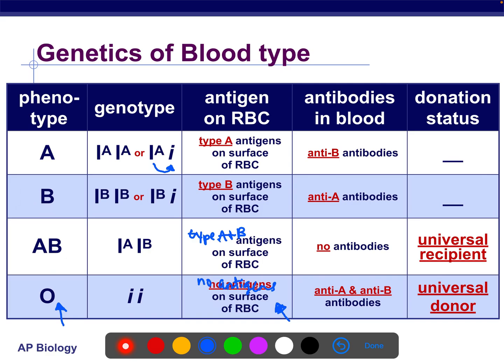And so AB blood is the universal recipient because it can get blood from type O, A, and B. It has both types of antigens on its red blood cells, and it also has no antibodies in the blood that could be cross-reactive.